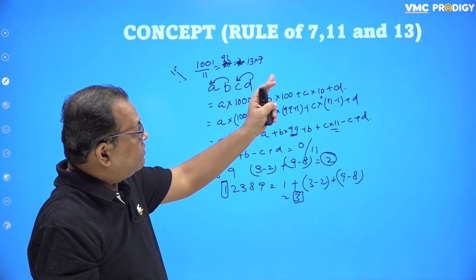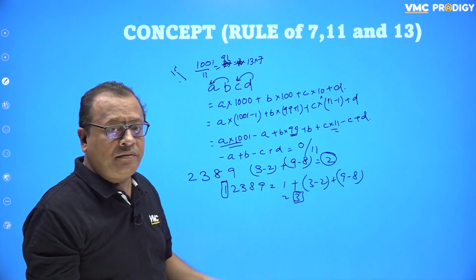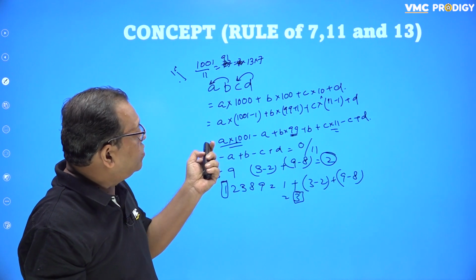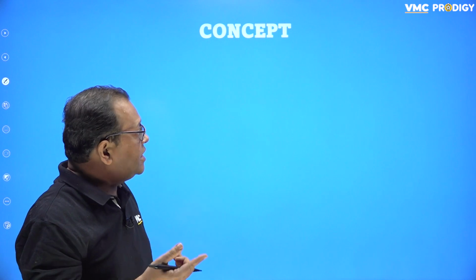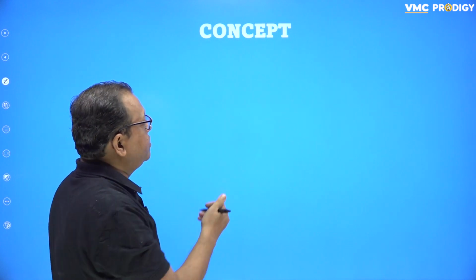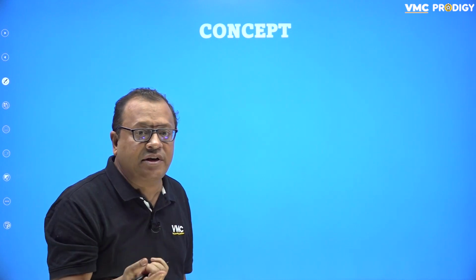Now 7, 11 and 13, we have derived the rule for 11. Okay, now let's have a rule of 7, 11 and 13 combined. For this, let's derive the rule for 7, 11, 13. A combined rule, a new rule for 7, 11, 13.